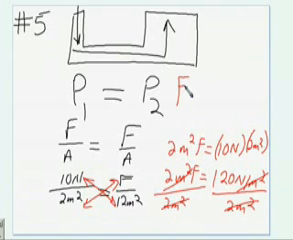We get an answer of F equals 60 newtons.